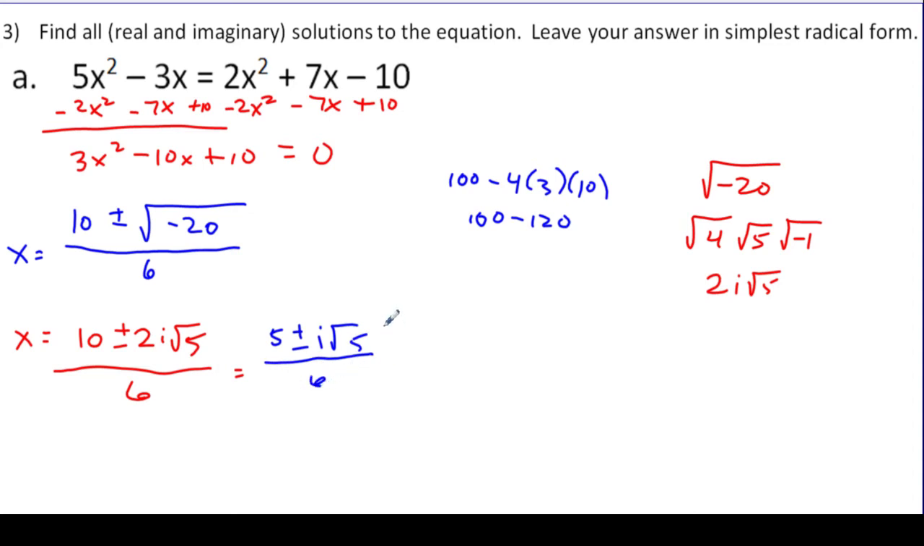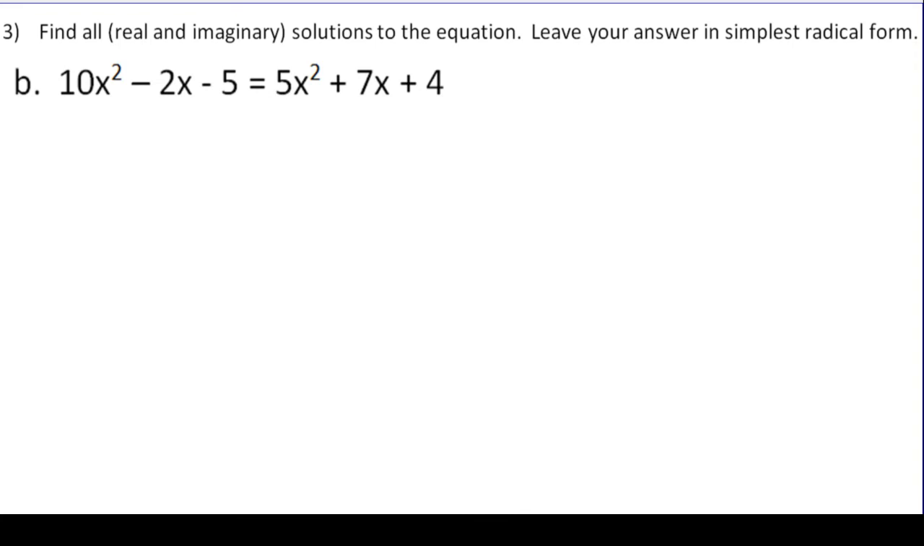So it looks like this one had two imaginary solution answers, two complex answers, and we are in simplest radical form, so we are good to go. So again, problem number 4, or 3b in this case, is very similar. It's also probably going to be solved with the quadratic formula, and you're going to try to solve that and see if you come up with real or imaginary solutions.